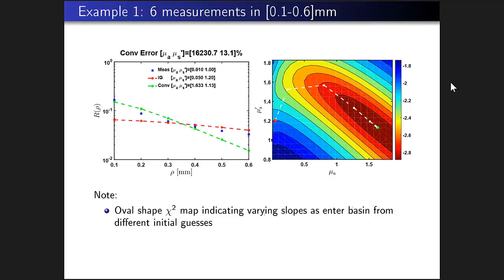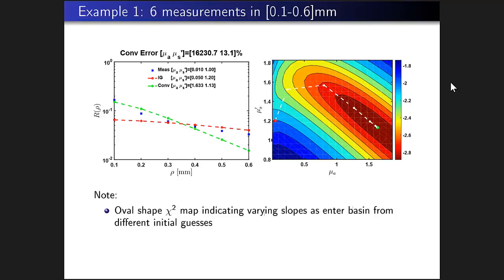So does anyone have a guess as to why I'm getting such a bad mu a recovery? And keep in mind, this is standard diffusion being used for your model problem. Oh, okay. So that color bar represents the chi-squared value? Yes. Is that a log scale? Log scale. Okay. Did you have a guess as to what's going wrong?